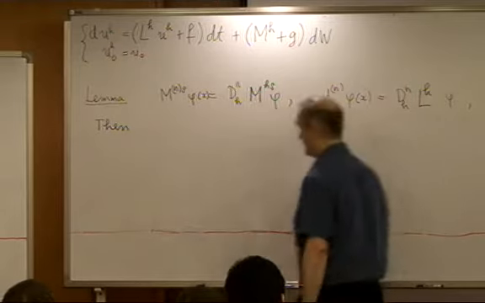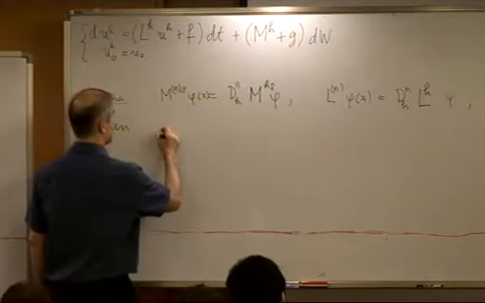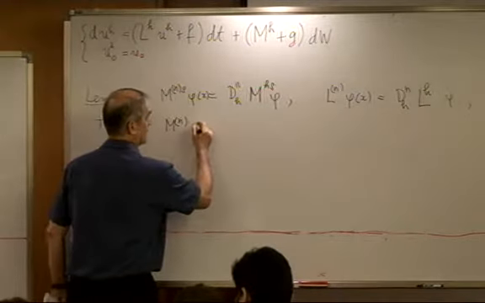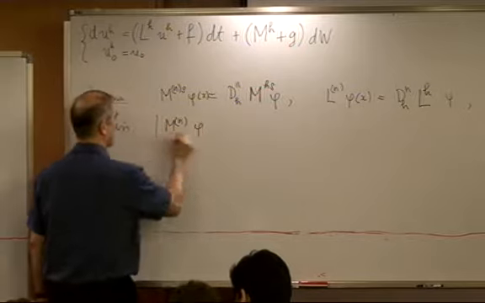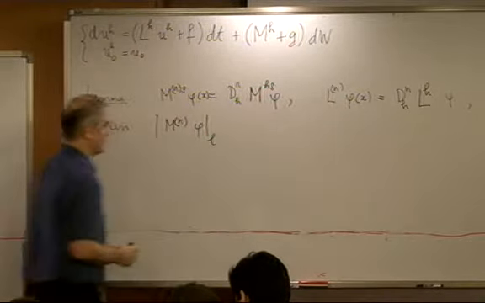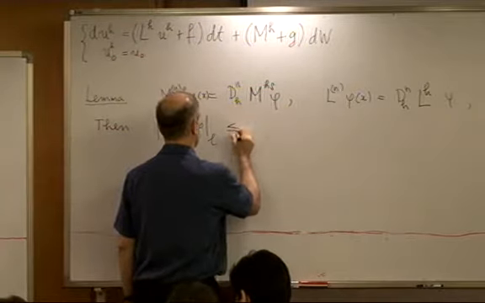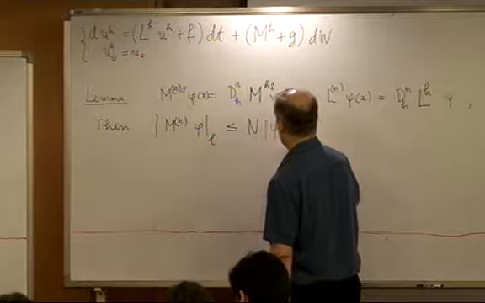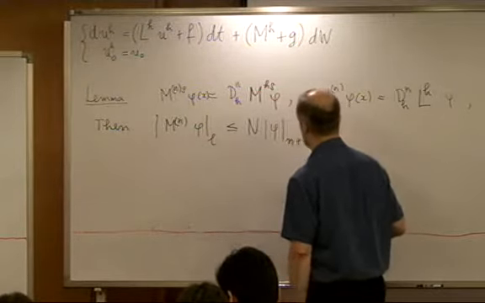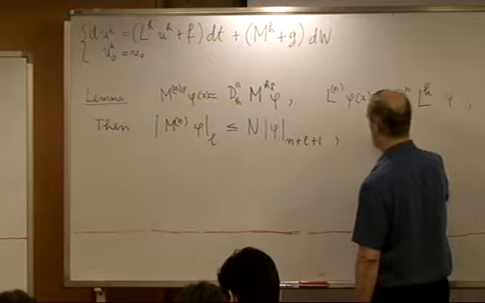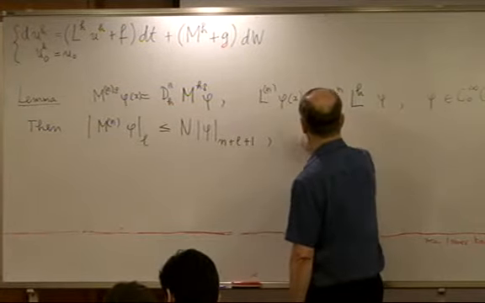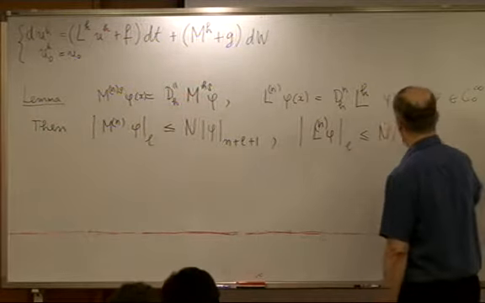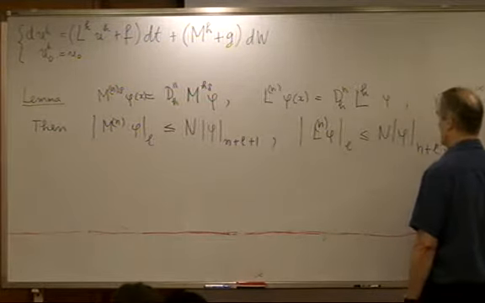Okay, L^h. Then we claim that these operators M^n, L^n are well-defined linear operators such that the norm of M^n phi in W^l is less than or equal to a constant times the norm of phi in W^(n+l+1), and then similarly for L^n, less than or equal to the norm of phi in W^(n+l+2).